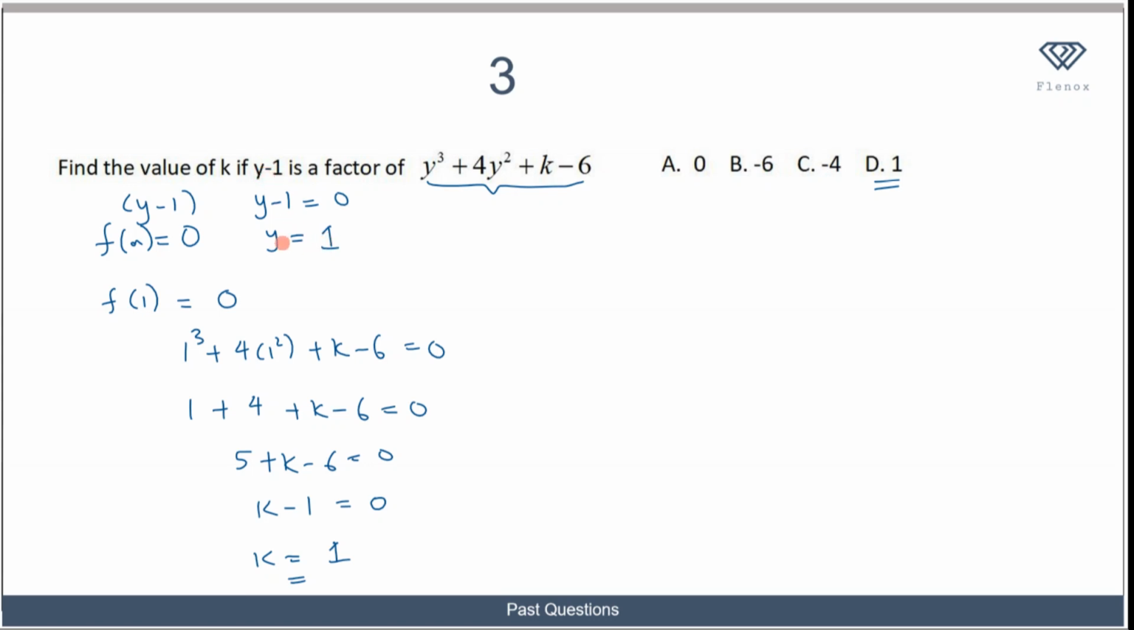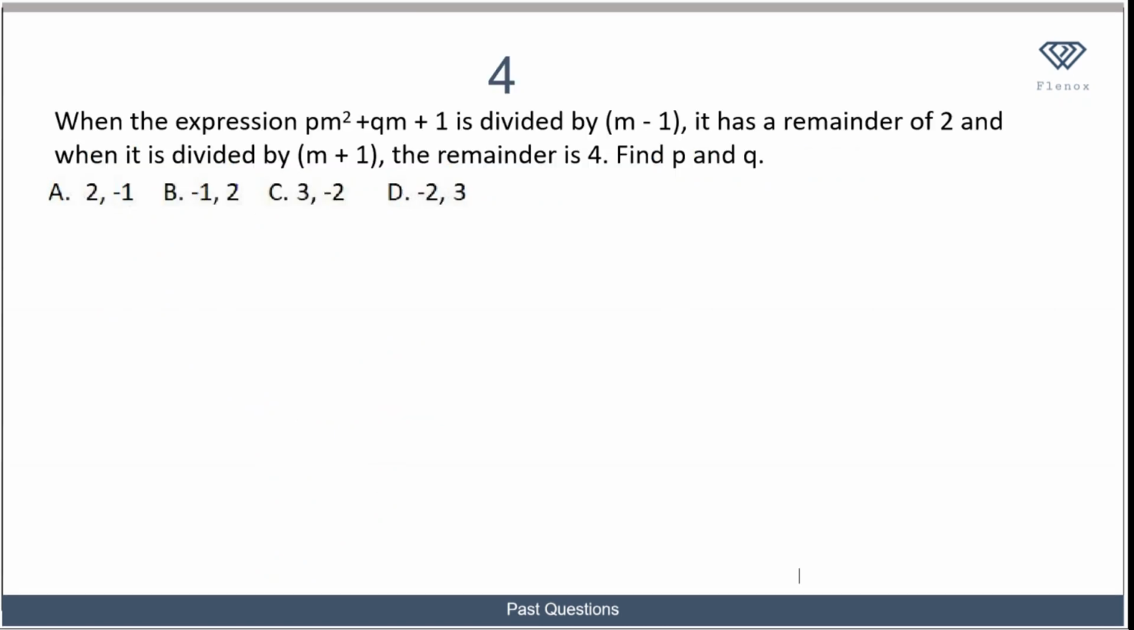Then we substitute the value of y into the equation based on the remainder theorem, and we equate it to 0 because this is a factor of this. So we're able to make k the subject of the formula, and we found it to be 1. So now let's look at another example, or JAMB question to be precise.